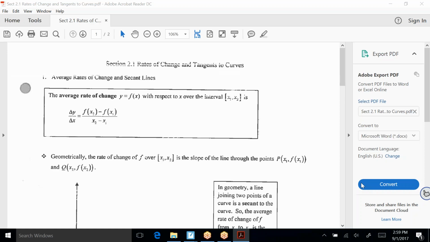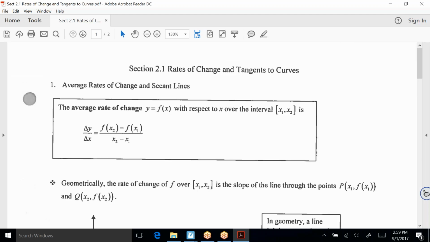Right, we're going to do section 2.1 now, and we're going to talk about rates of change and tangents to curves. So we're going to be looking at the handout from section 2.1, and the first thing we're going to talk about is average rates of change and secant lines. So here's our definition of average rate of change.